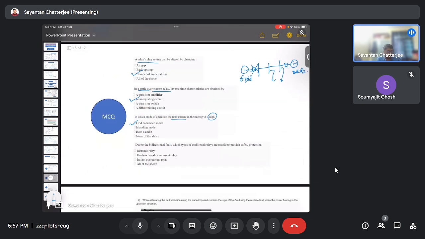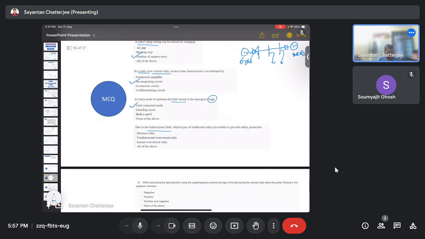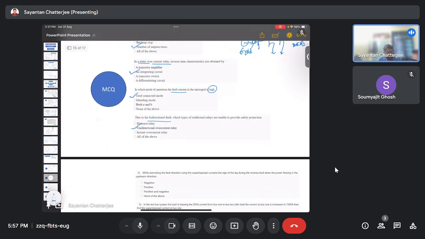Again, due to the bidirectional fault, which types of traditional relays are unable to provide safety protection? It is unidirectional overcurrent relay.